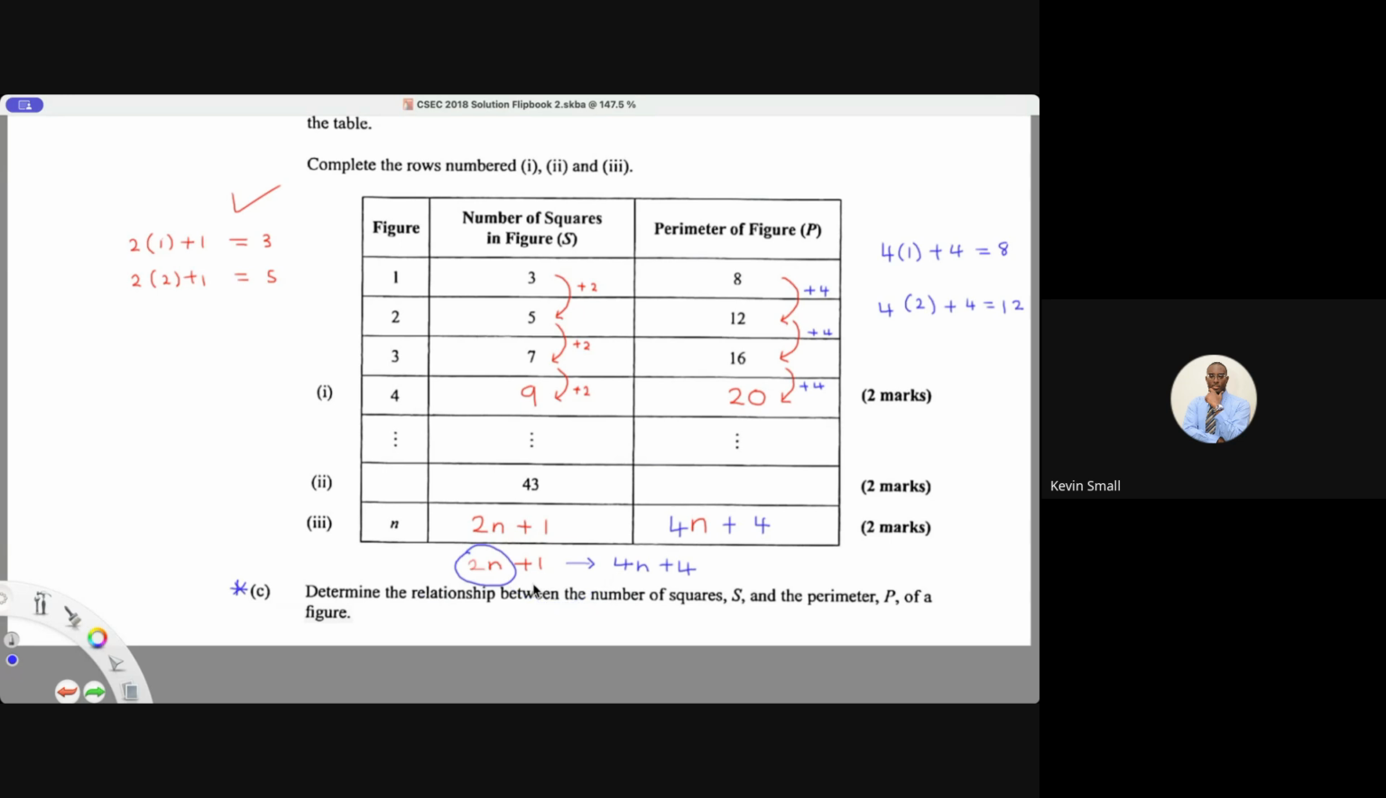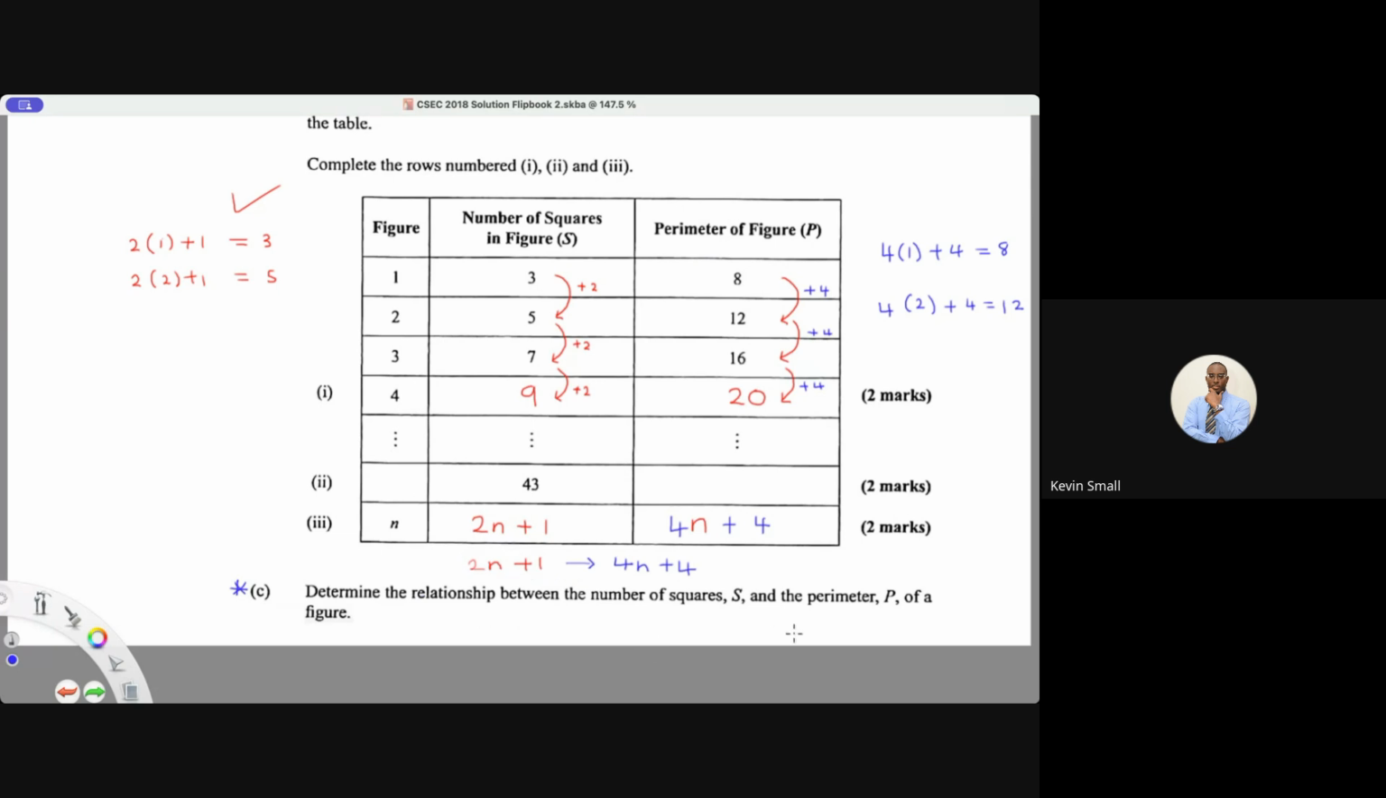Okay, so if I take this formula here and I multiply it by 2, I will get 4n plus 2. Now I would then have to add 2 to get 4n plus 4. So it involves multiplying by 2 and adding 2.